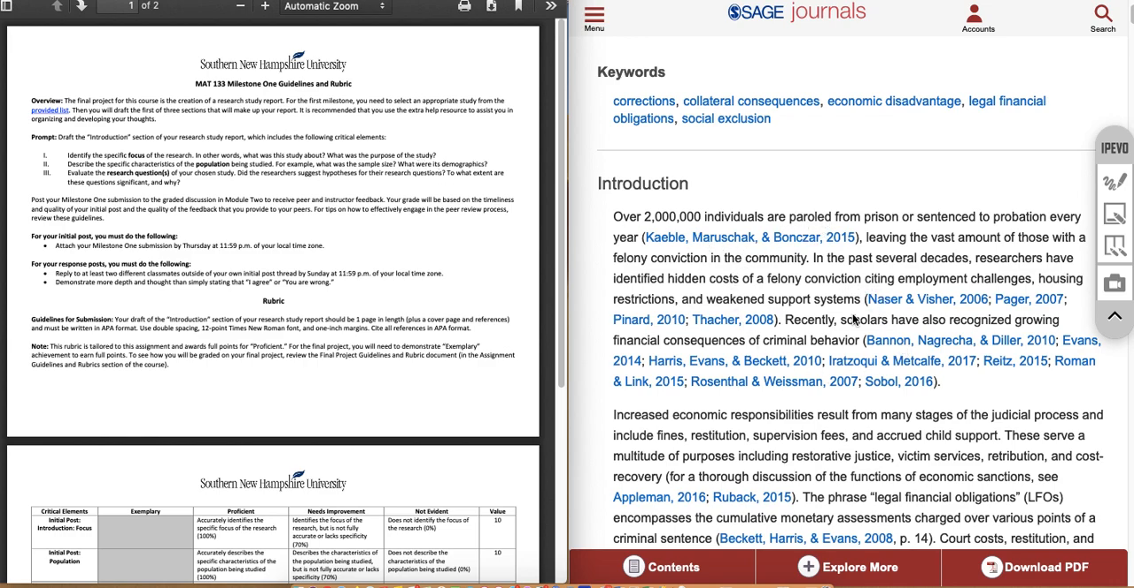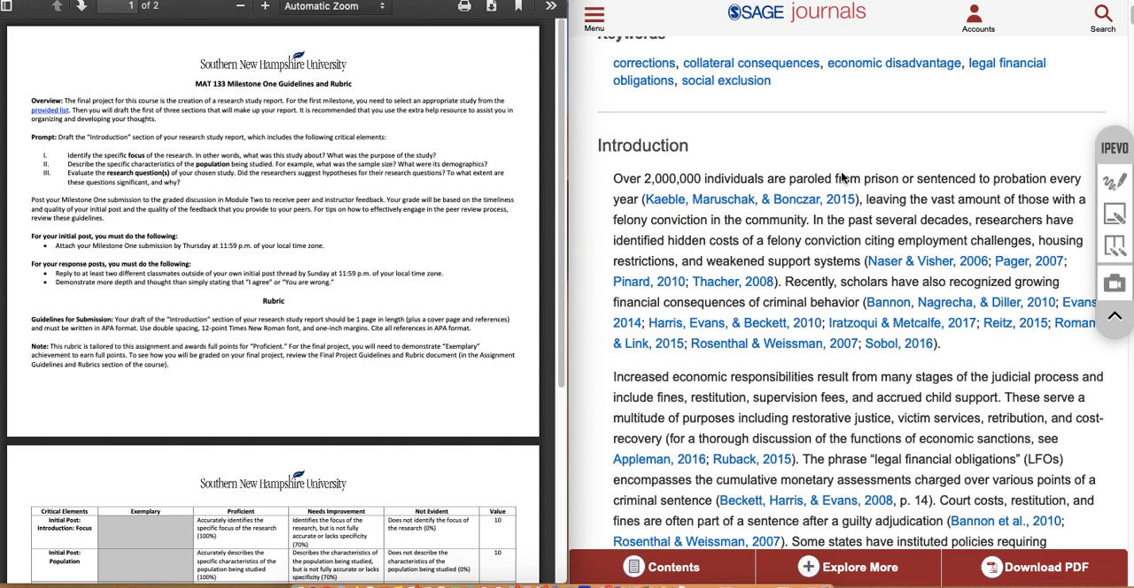You can always search keywords in the article too. You can do a Control F or a Command F, I believe. Let me see what it is. Command F, yes.